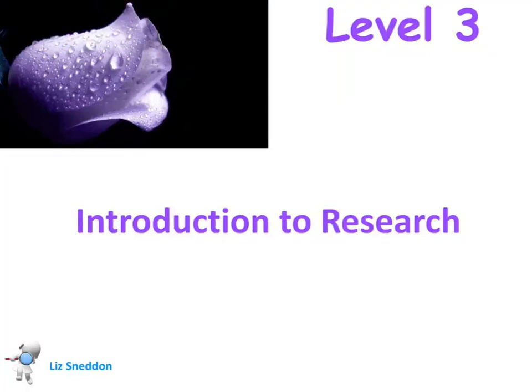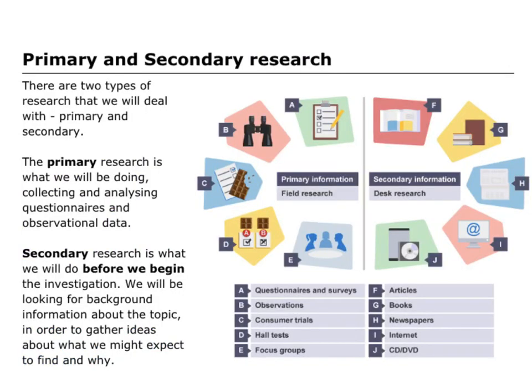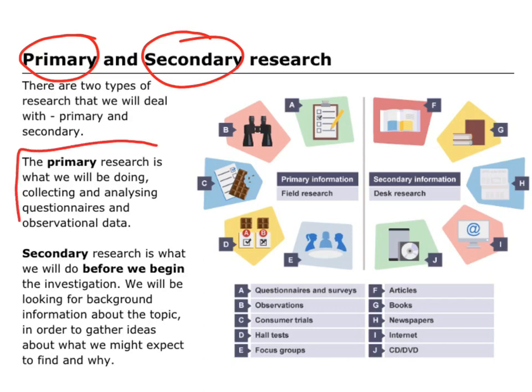Let's have a look at how we do research for level 3 statistics. So the first thing we want to think about is the fact that we've got two types of research, what we call primary research and secondary research. So the primary research, that's what we are going to be doing some of, and what you've been doing in this introduction booklet. That's when you go out and collect the data yourself.